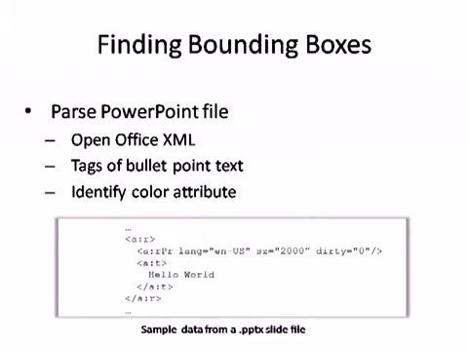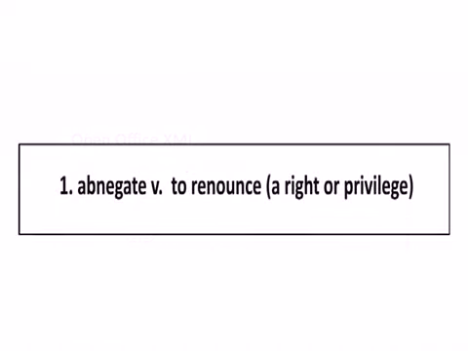Now, we need to find the bounding boxes of each bullet in a slide. To do this, we will need to be able to read the PowerPoint file. However, our algorithm for finding bounding boxes only requires us to identify the bullet's text and color. In other words, if we know these two pieces of information, the algorithm can be applied to other presentation files as well. Our algorithm follows as such.